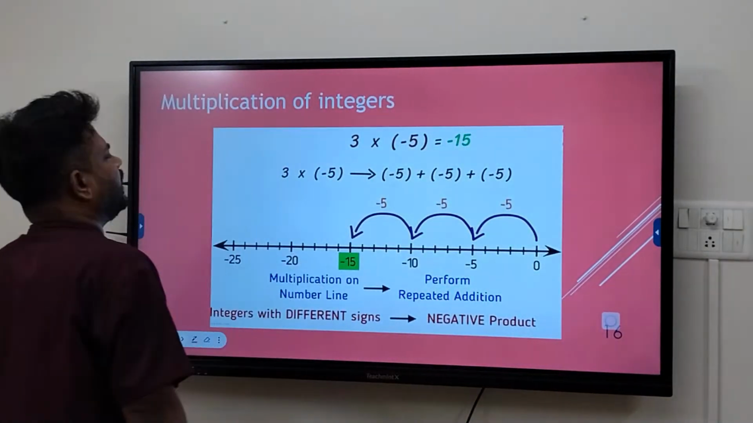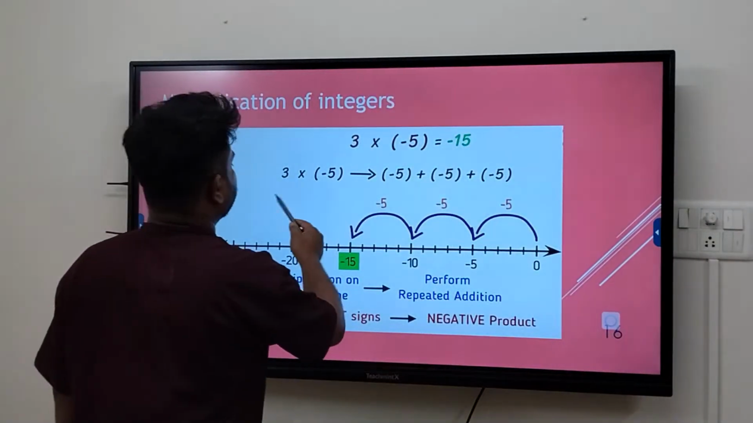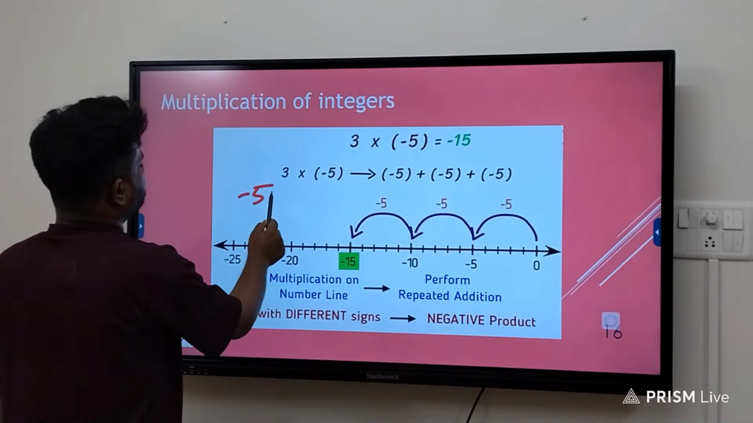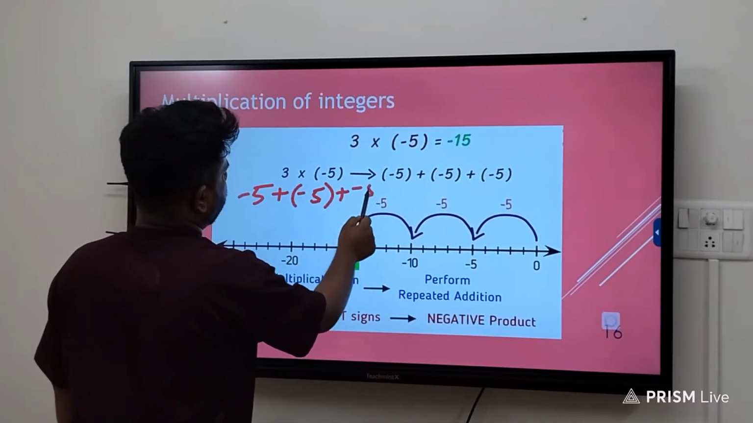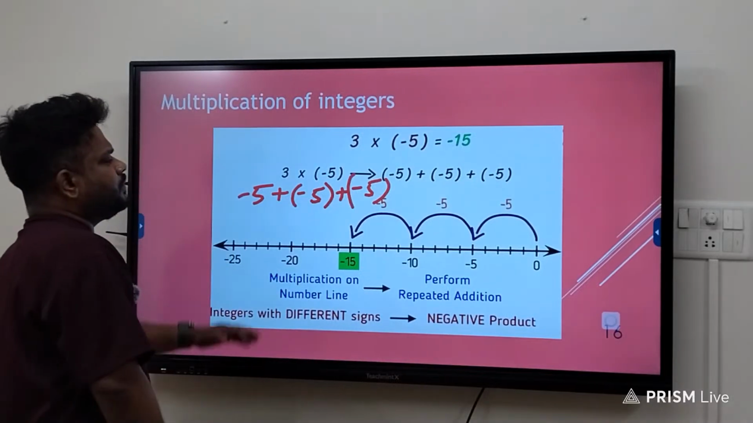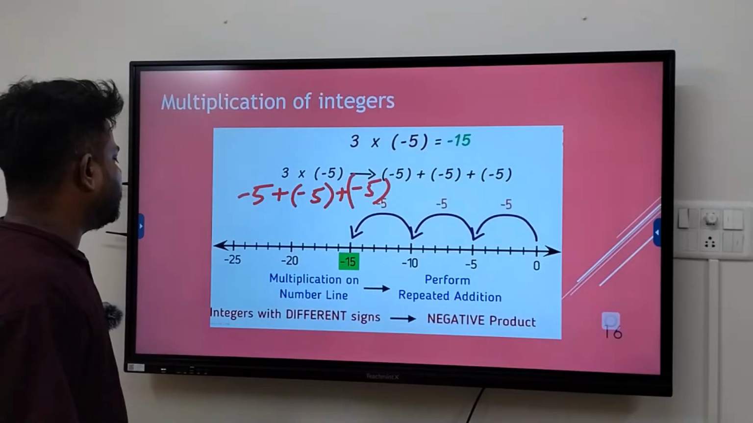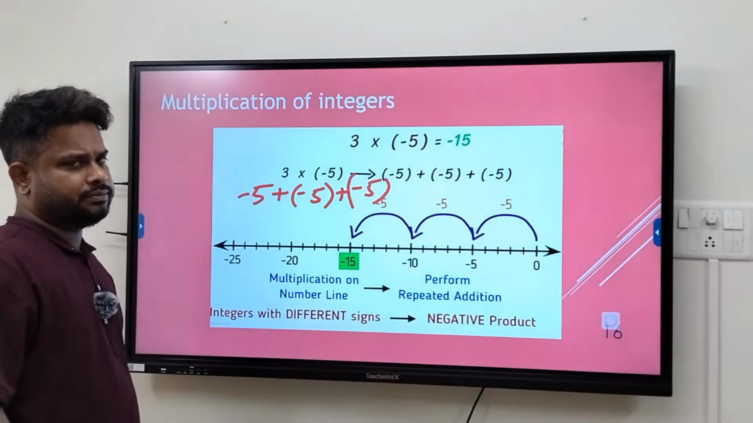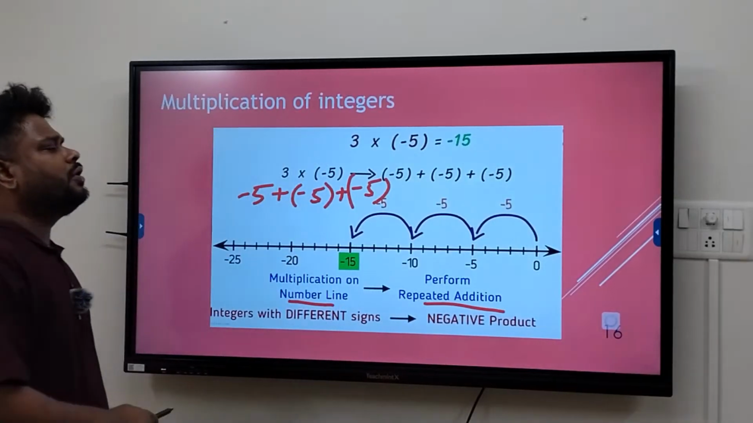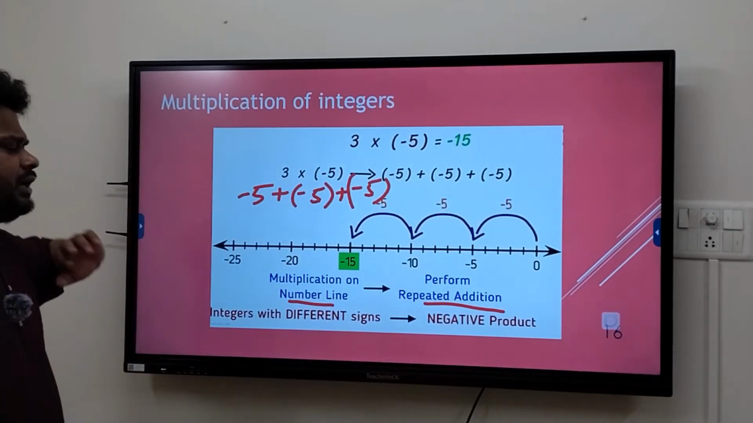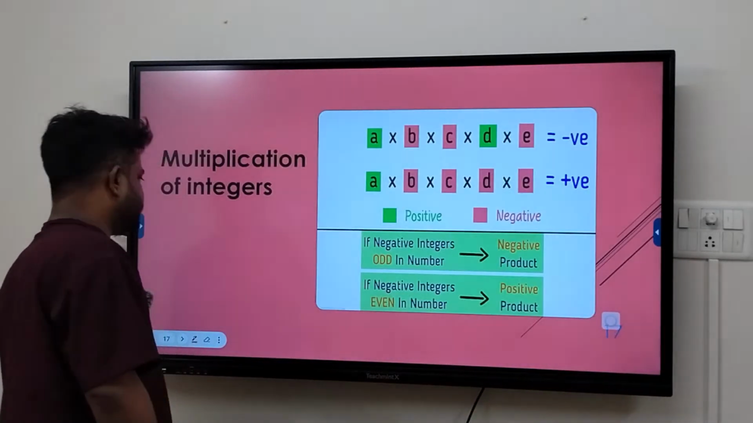Like if we multiply 3 with minus 5, the answer will be minus 15, and this is actually adding minus 5 three times, and this will also follow for any kind of number. Okay, multiplication on the number line performs repeated addition. Okay, this is true for multiplication of any numbers.